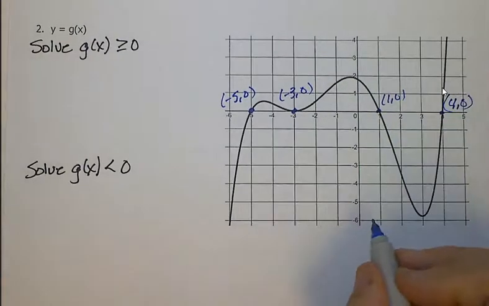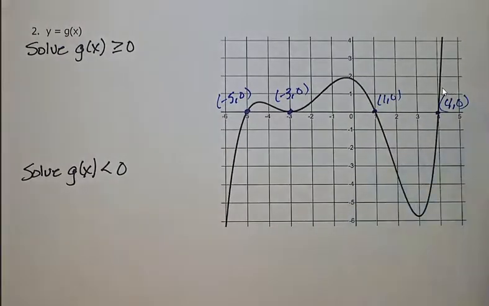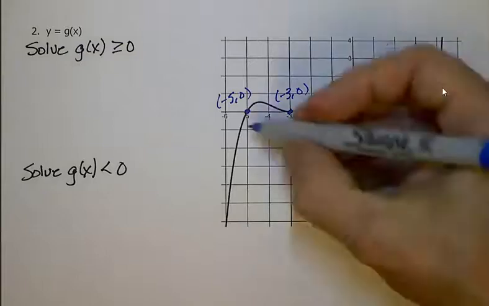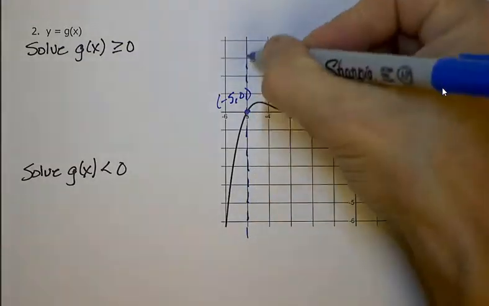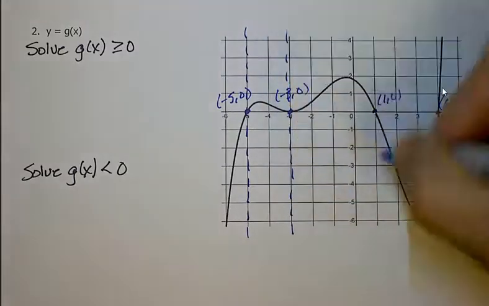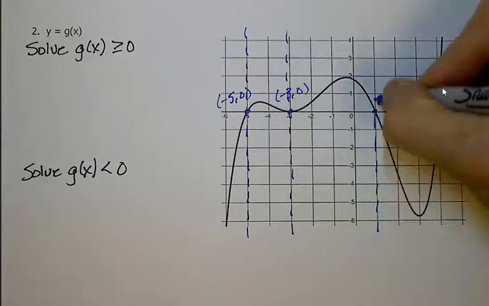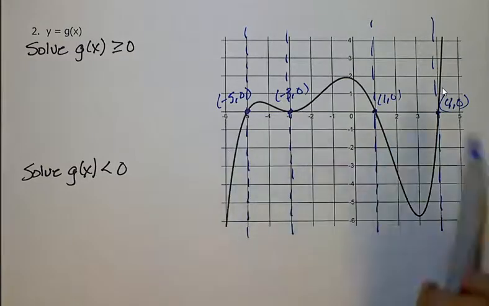So this time we have 4 x-intercepts, which means we're going to have more sections in our graph than we did for the last problem. So I'm going to draw a dotted vertical line through each one of these x-intercepts so that I'm splitting my graph up into different sections. So now I have 1, 2, 3, 4, 5 sections in my graph.